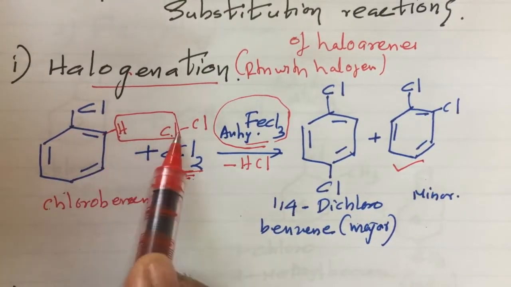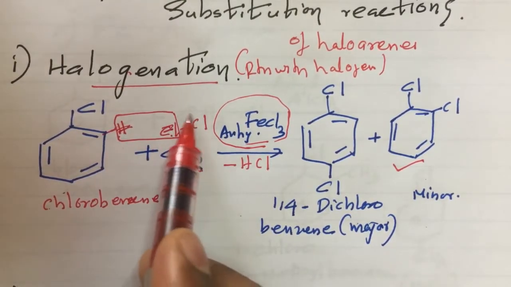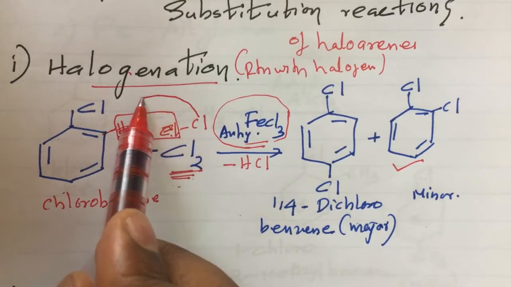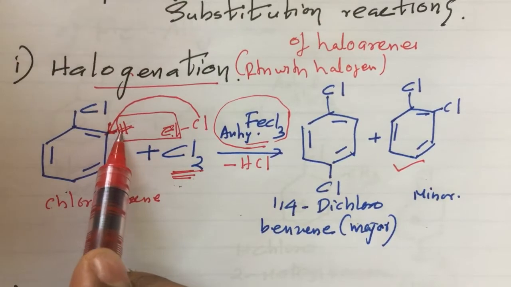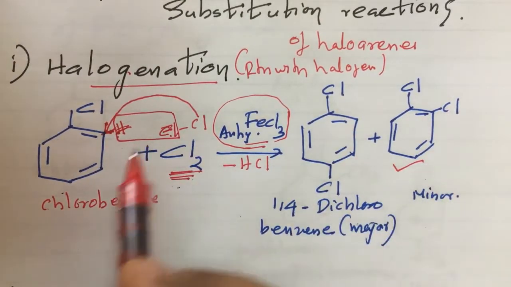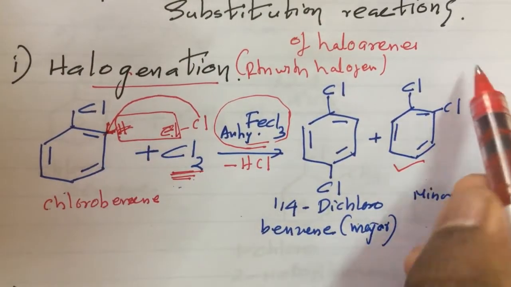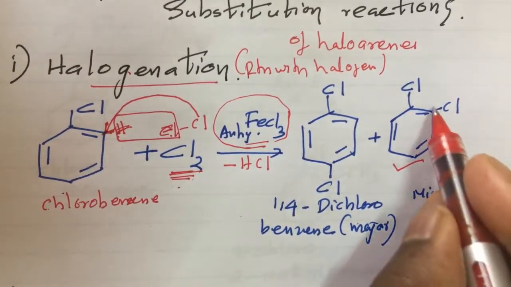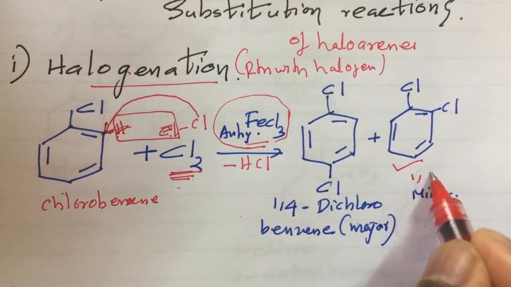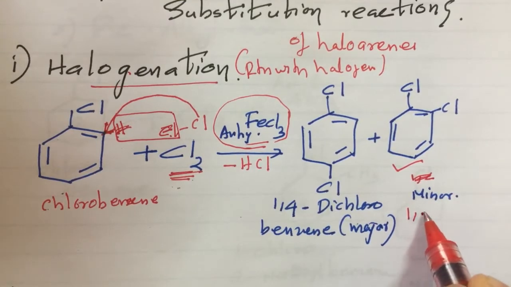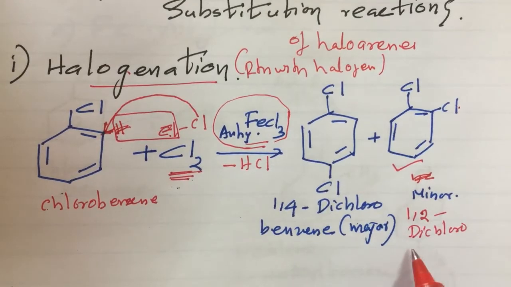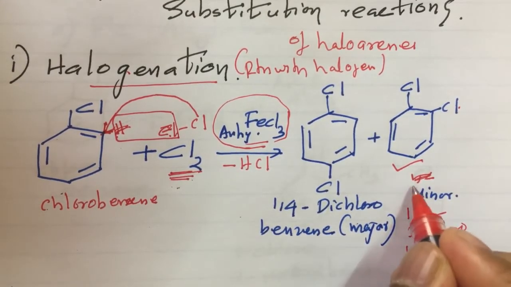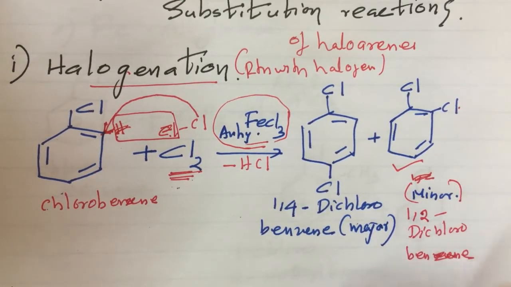Chlorine. After removing H and Cl, only one chlorine is remaining. That chlorine will take the position of this hydrogen. So, substitution: it takes the position of this hydrogen, then forms this product. The name of this product is 1,2-dichlorobenzene, and the product amount is minor, low amount.